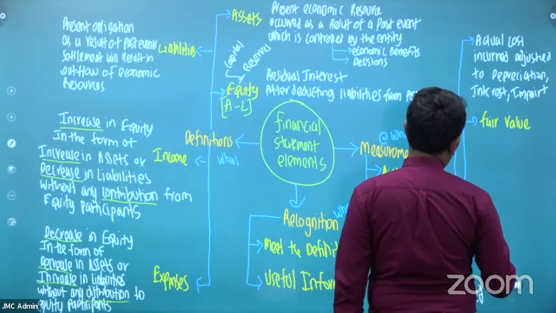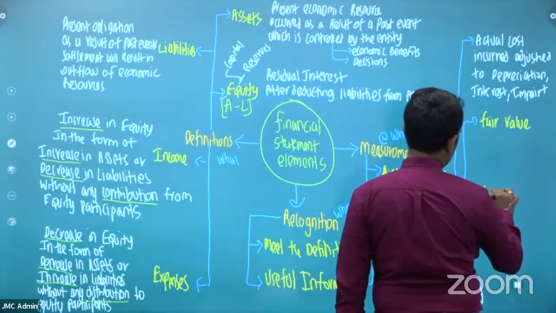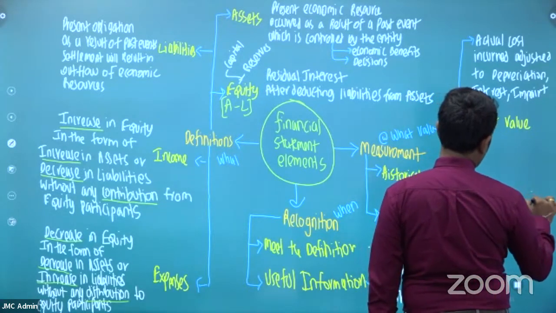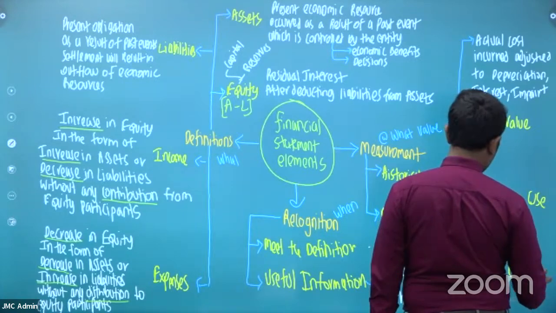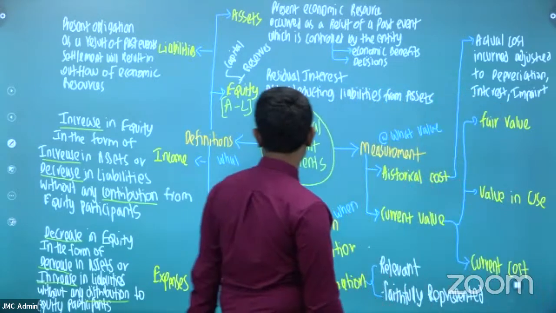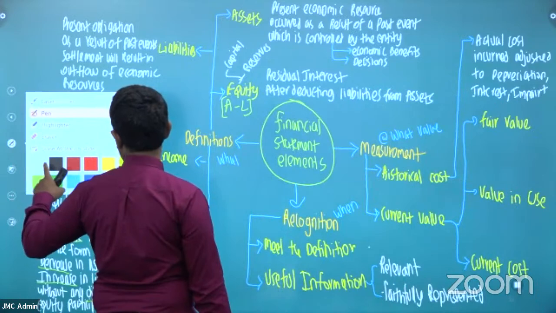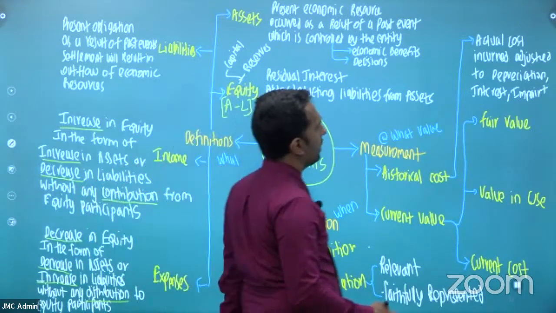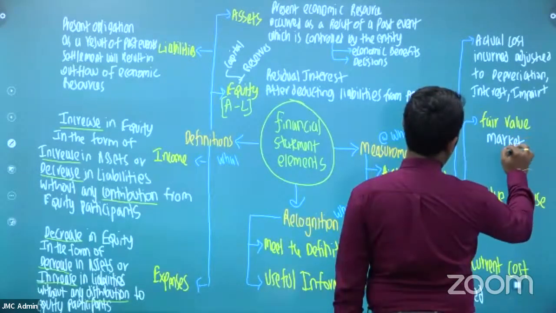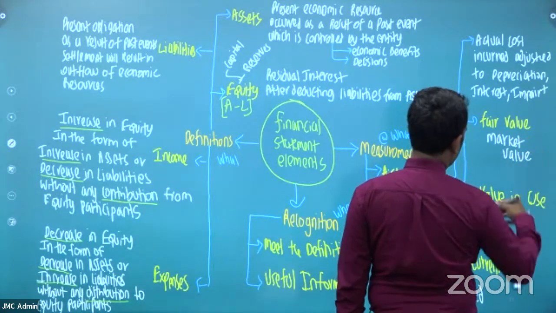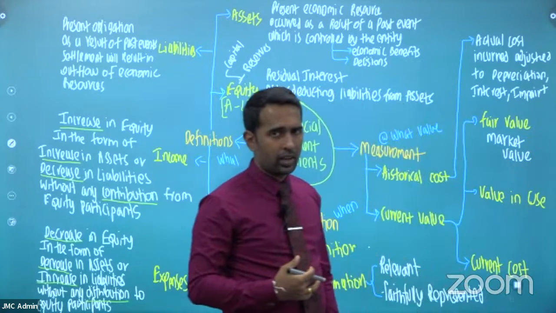Another method is what we call the value in use. The last one is the current cost. Right. I'll give you the simple meanings. Fair value means simply it's a market value, right?